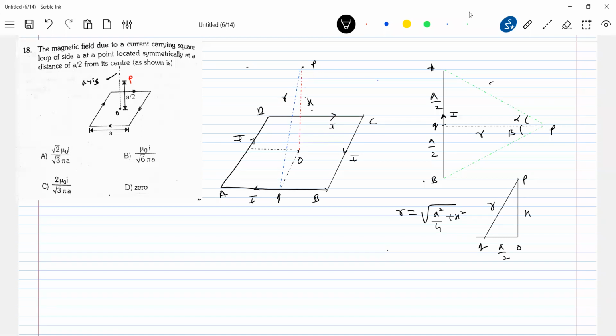Let me take this as S, that one. So what is sine alpha? Sine alpha will be A by 2 over S, and also sine beta. What is S equal to? S is equal to the square root of A square by 4 plus R square. Okay, now further R square you can substitute.